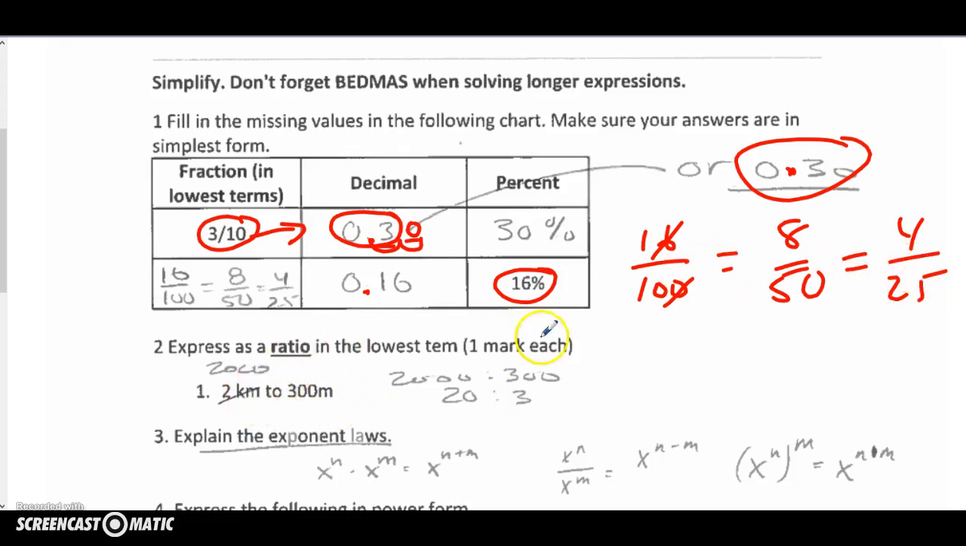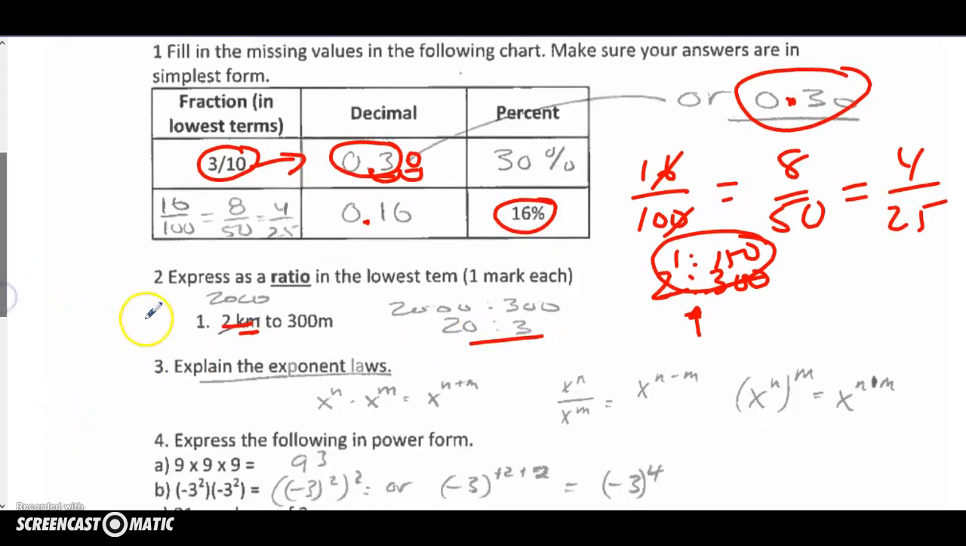Here, ratios, you're going to know that it's going to be something like this, with a colon between the two, and then you're going to write this in lowest terms. Now, this is wrong, just in case, don't get excited here. What you want to make sure is that your units are the same. So 2 kilometers is 2,000 meters, and then you work your way to here.